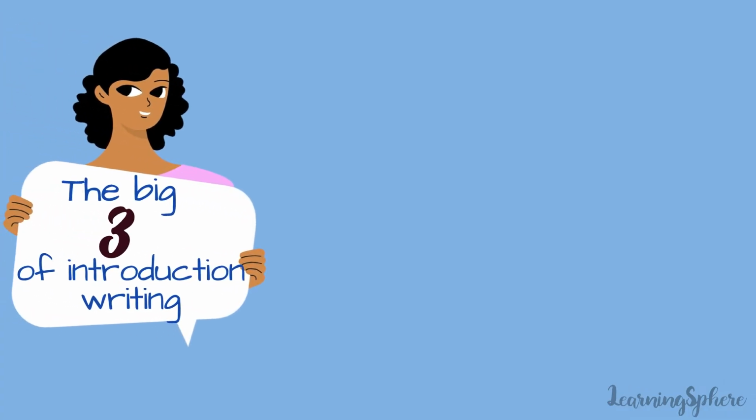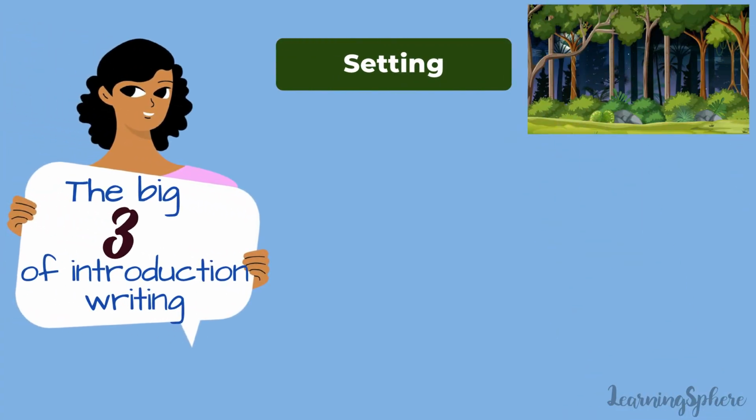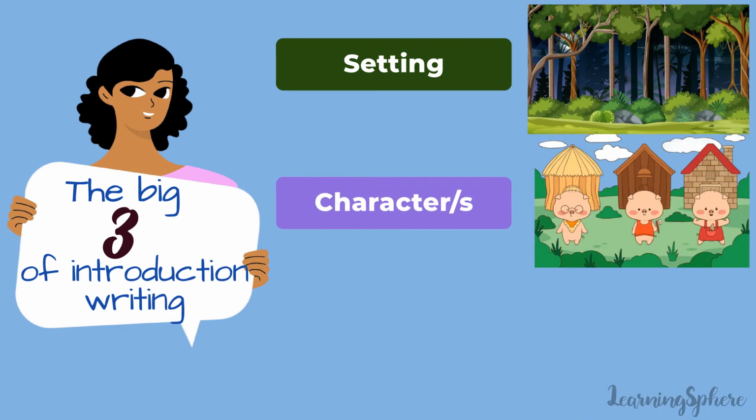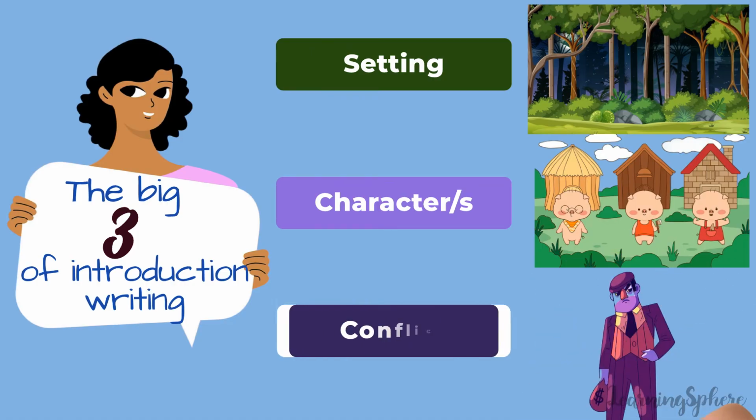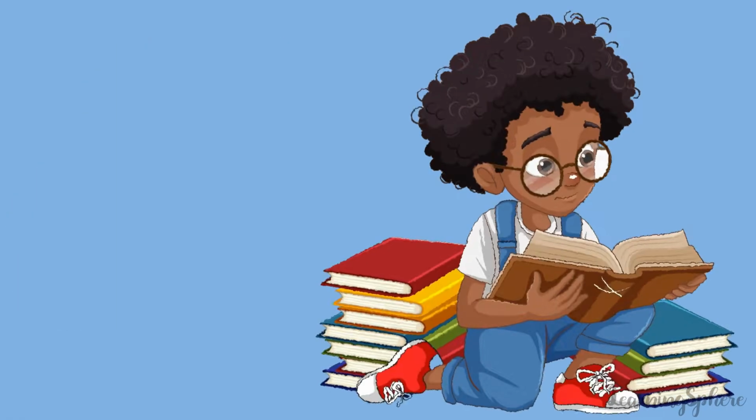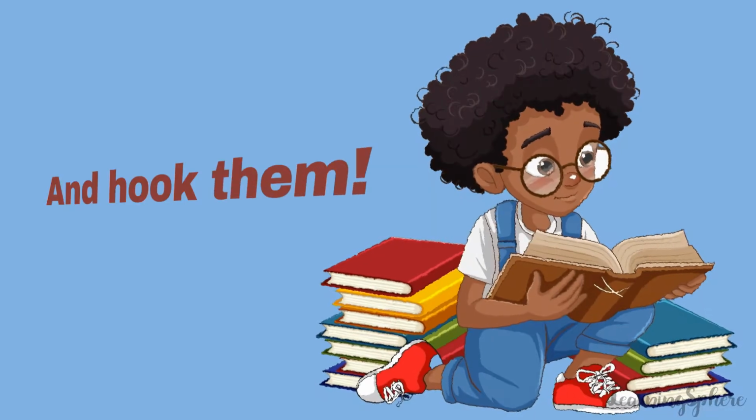Every great introduction has at least three things. One, there's the setting. This is where and when the story is happening. Two, the characters. Who are we following? And three, a hint of conflict. Something interesting, mysterious, or dramatic that makes us want to read on. And don't forget the hook. That special something that grabs attention right away.